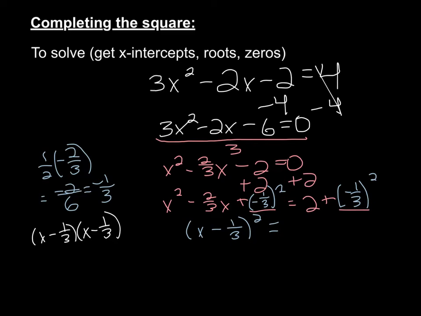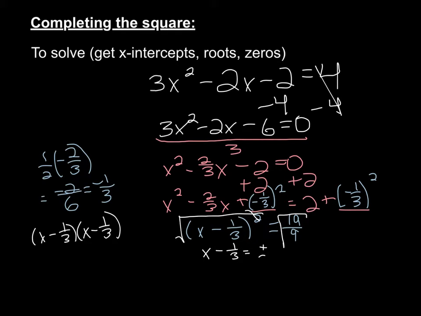Now on the right-hand side, negative 1/3 squared means negative 1/3 times negative 1/3, which is positive 1/9, and 2 plus 1/9 is going to give us 19 over 9. Now we want to solve for x, so we take the square root of both sides. This cancels and now just leaves me with x minus 1/3. It's always going to be plus or minus the square root.